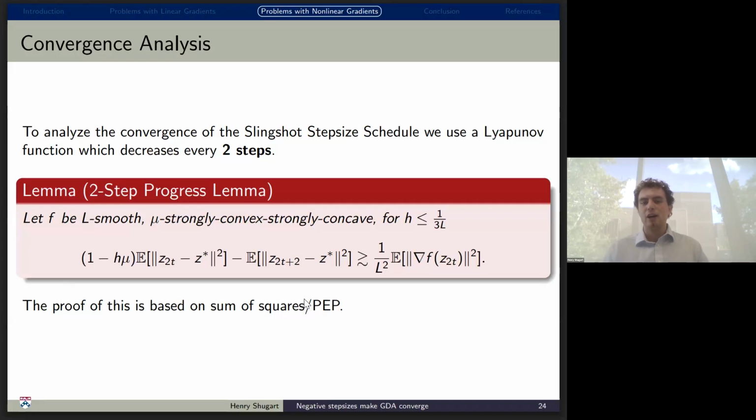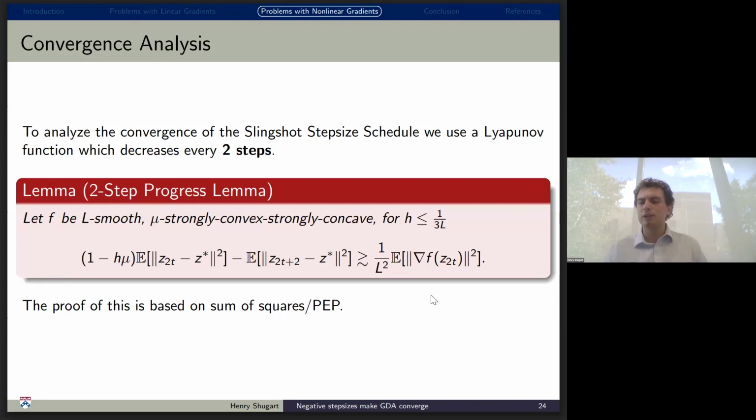We show progress in a quite simple Lyapunov function of the distance to optimality. And on every two steps, we're going to see a decrease in that value, or at least, non-strictly, by a factor that's proportional to the gradient norm squared of that value.